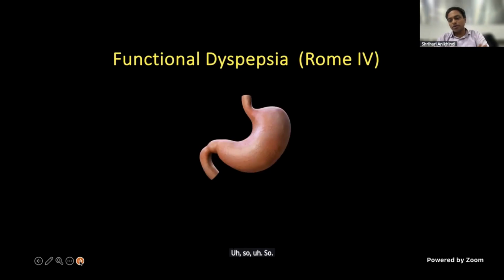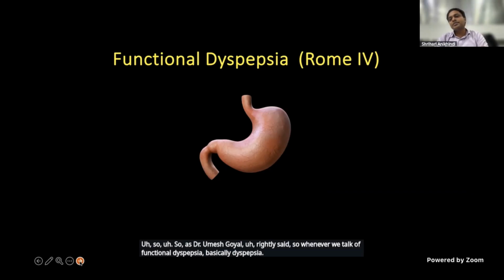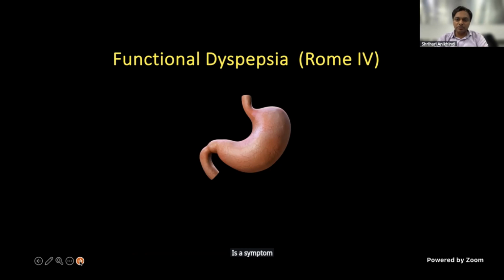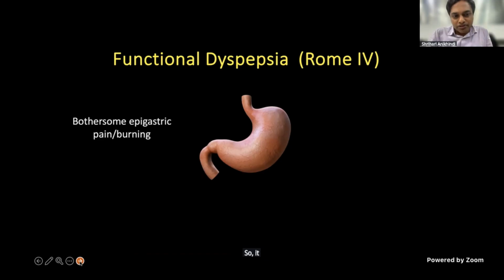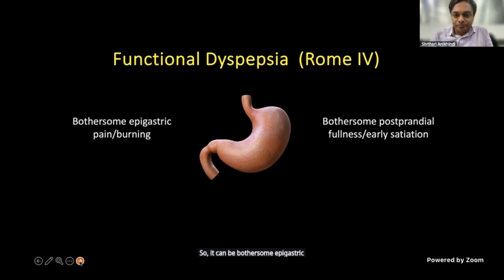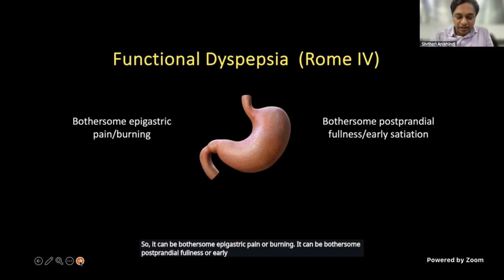So as Dr. Umesh Goyal rightly said, whenever we talk of functional dyspepsia, basically dyspepsia is a symptom constellation arising from your upper gastrointestinal tract. It can be the stomach, it can be the duodenum. So it can be bothersome epigastric pain or burning. It can be bothersome postprandial fullness or early satiety.